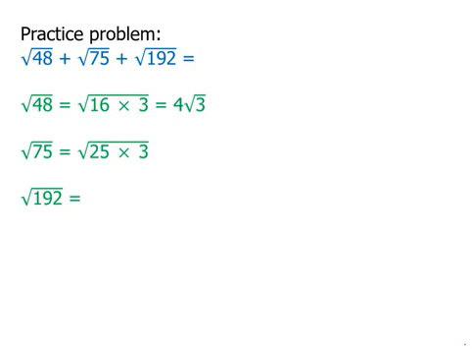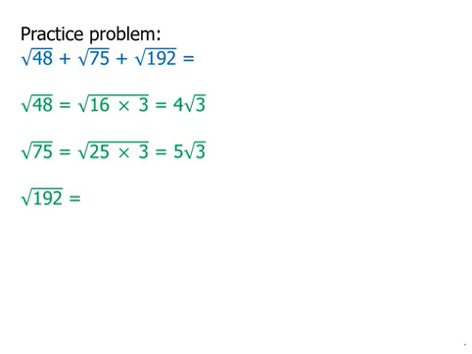75 we've already looked at. This is 25 times 3. 25 comes out of the radical as 5. So this is just 5 root 3. Right away, very interesting, the first two are both multiples of root 3. Makes us think maybe the third one would be a multiple of root 3.